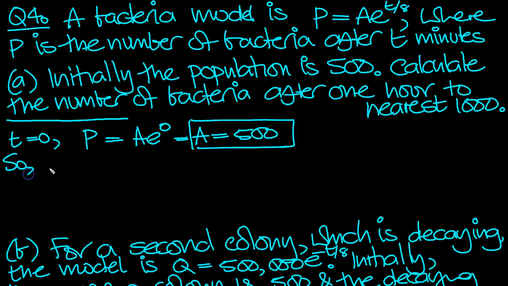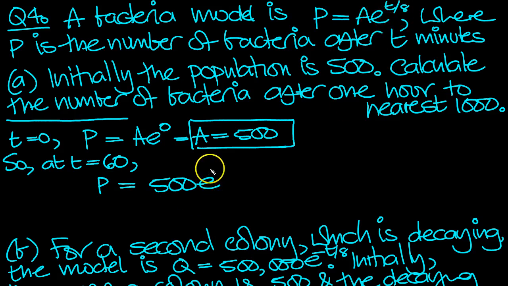So at T equals, now T is measured in minutes, so after 1 hour that's 60. P is equal to A, which is 500, e to the 60 over 8, isn't it? Which equals 500 e to the, 60 over 8, 30 over 4, 15 over 2, 7.5. That's what it is, 7.5. We can tap it in the calculator if we need to.